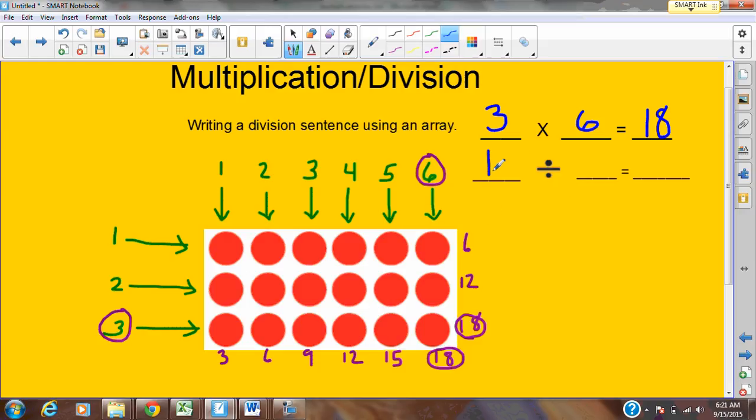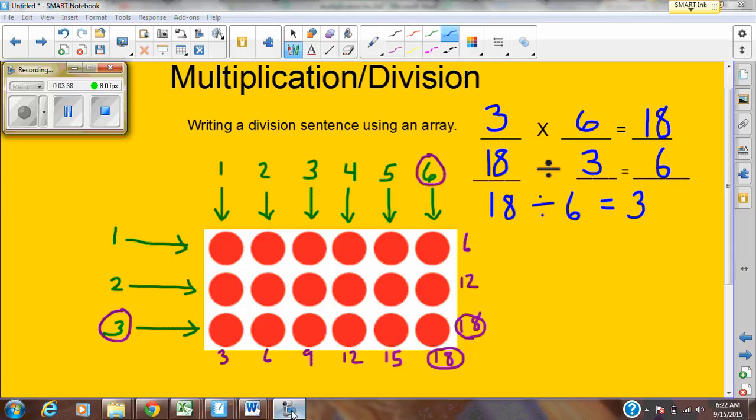I have 18 total objects in this array. I know that I can take one of these, either divide by the row or the column. So right now I'm going to divide by the rows. There are 3 rows. So I can take 18 total objects, divided into 3 equal rows, will give me 6 equal columns. You could do that the other way. You could say 18 total objects divided into 6 equal columns gives me 3 equal rows. And that is using arrays and division to make division number sentences.